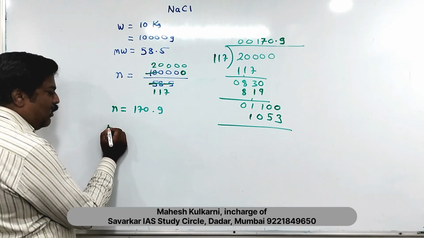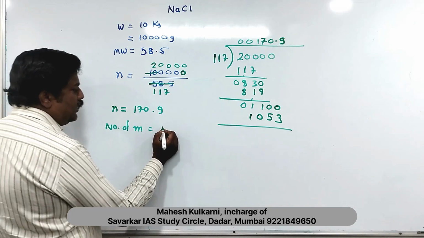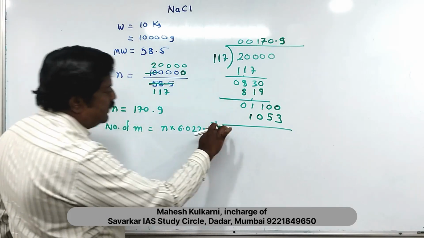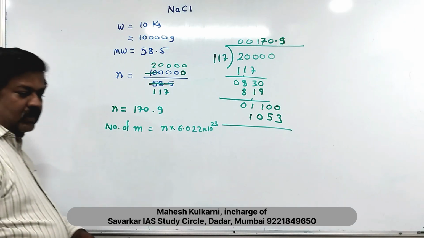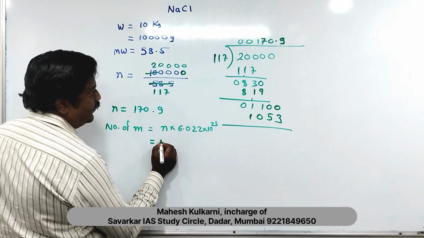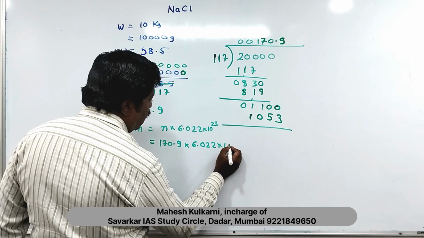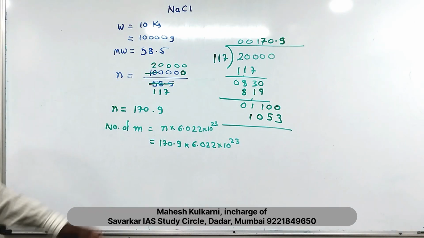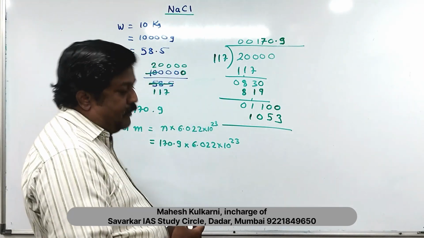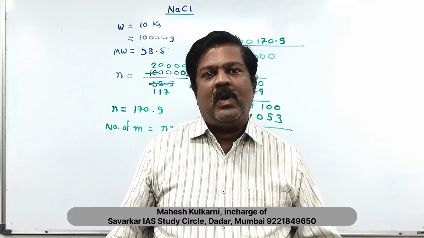Find out the number of molecules. So number of molecules is equal to number of moles into 6.022 into 10 to the power of 23. So I will write here 170.9 into 6.022 into 10 to the power of 23. This is the number of molecules. Now you have to check again what the sum is. We have to find out the number of electrons in this amount of sodium chloride.